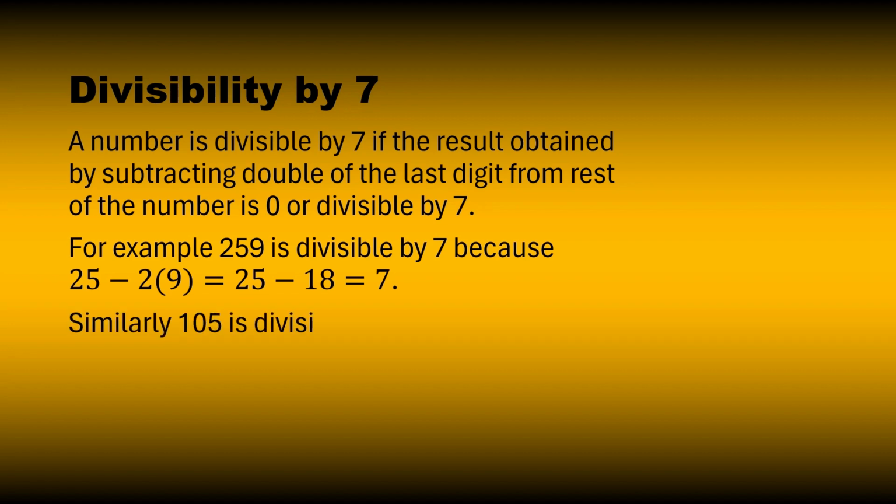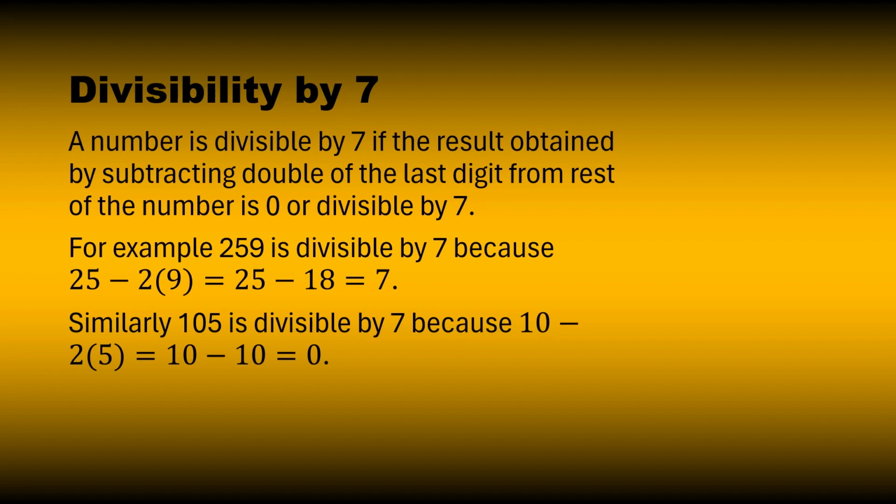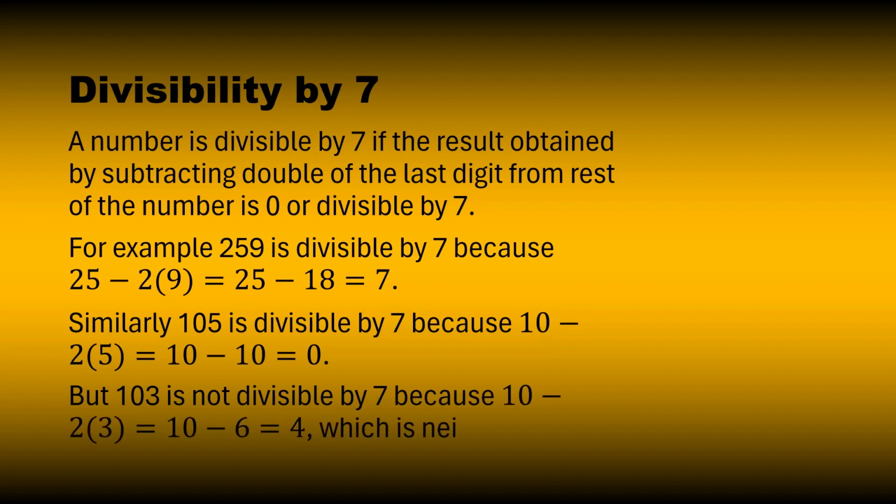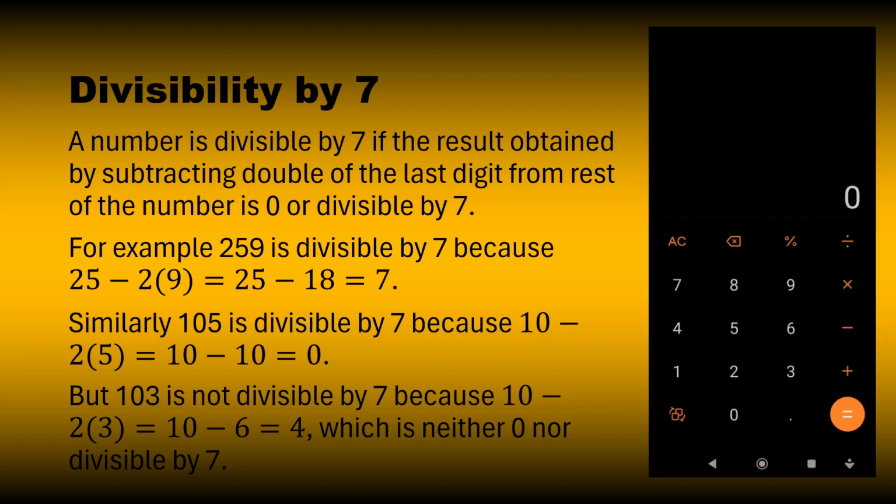Divisibility by 7. A number is divisible by 7 if the result obtained by subtracting double of the last digit from rest of the number is 0 or divisible by 7. For example, 259 is divisible by 7 because 25 minus 2 into 9 equals 25 minus 18 equals 7.